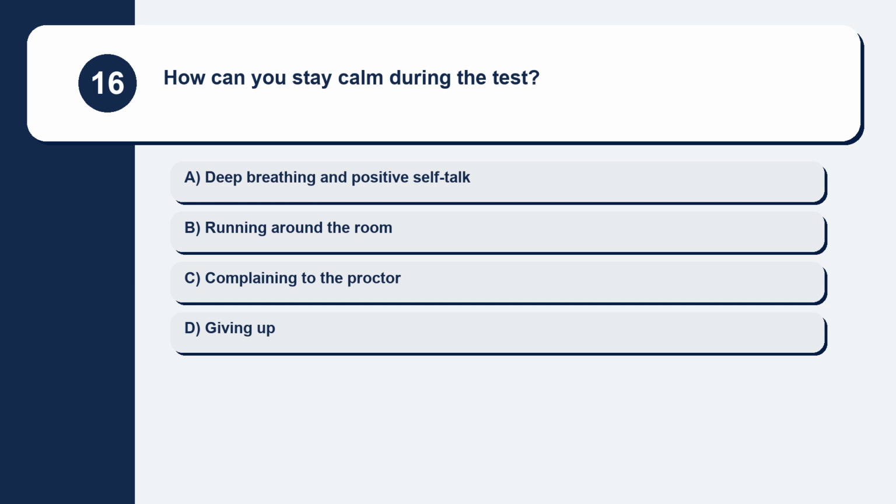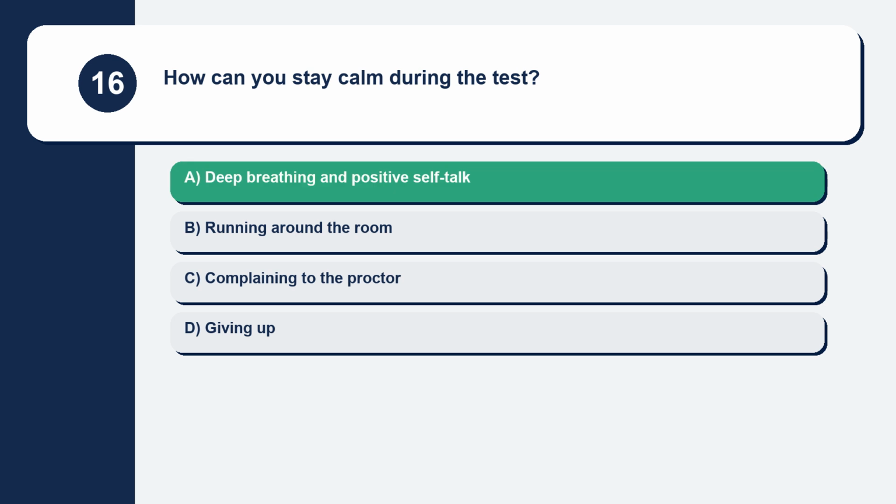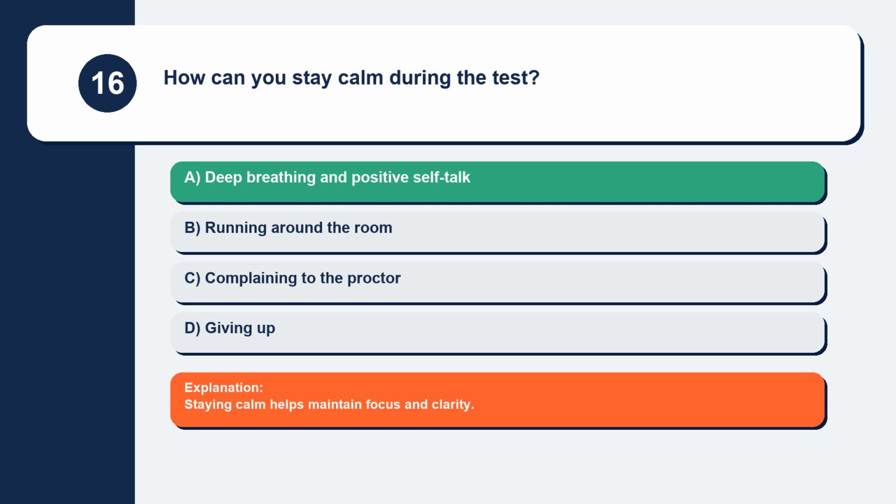Question 16. How can you stay calm during the test? Deep breathing and positive self-talk. Running around the room. Complaining to the proctor. Giving up. Staying calm helps maintain focus and clarity.